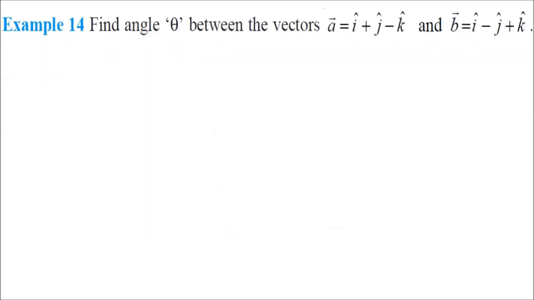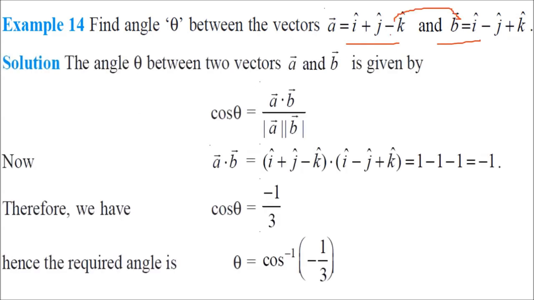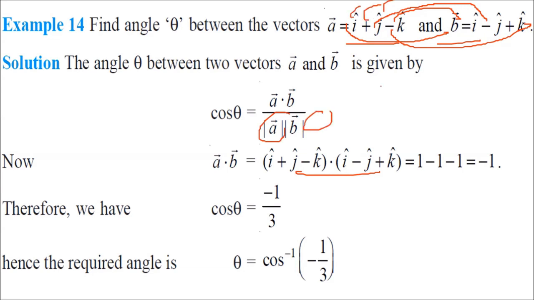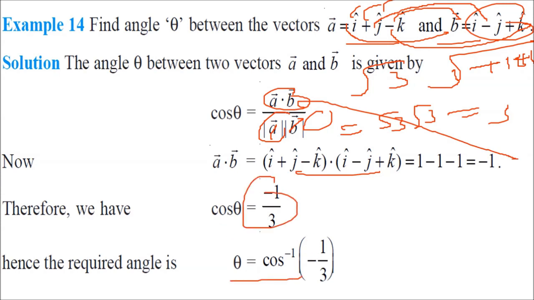Next is find angle theta between these two. So simply you have to just take a dot product, means 1 into 1, plus 1 into minus 1, plus minus 1 into 1, this way, A dot B. And the magnitude is what? 1 square plus 1 square plus 1 square, that is under root 3, again 1 square plus 1 square plus 1 square, under root 3. So under root 3 into under root 3, it will be 3 in the denominator, and this is the numerator, minus 1 by 3. So cos theta will be minus 1 by 3, theta will be simply cos inverse of minus 1 by 3.